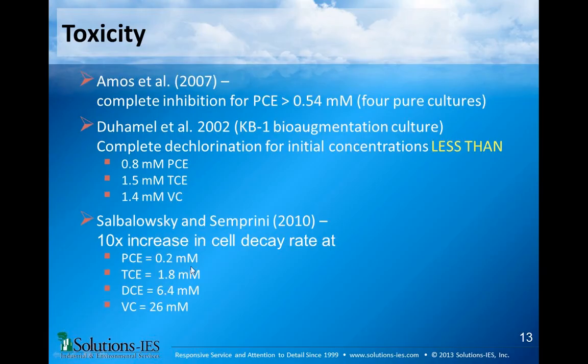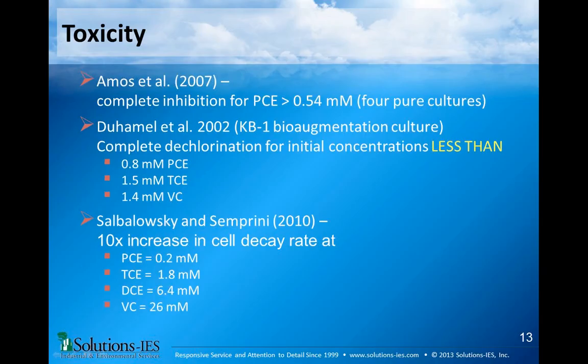Ben Amos reported basically complete inhibition when PCE was greater than about a half a millimolar for 4 different pure cultures. Melanie Duhamel, working with KB1 culture. Now the key thing is this is not inhibitory concentrations. At these levels, she was able to get complete dechlorination to ethene. So 0.8 millimolar of dissolved PCE in a batch microcosm was completely degraded, but that was when she added a lot of biomass.